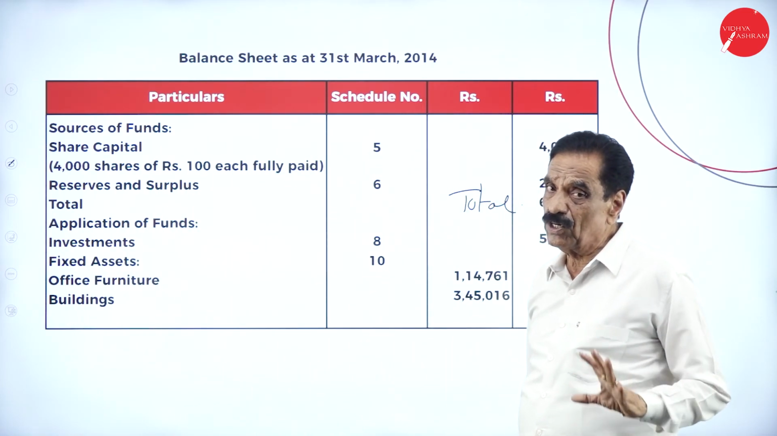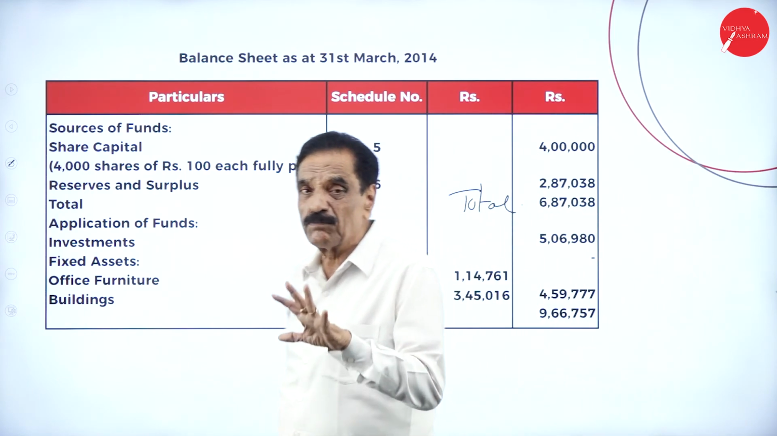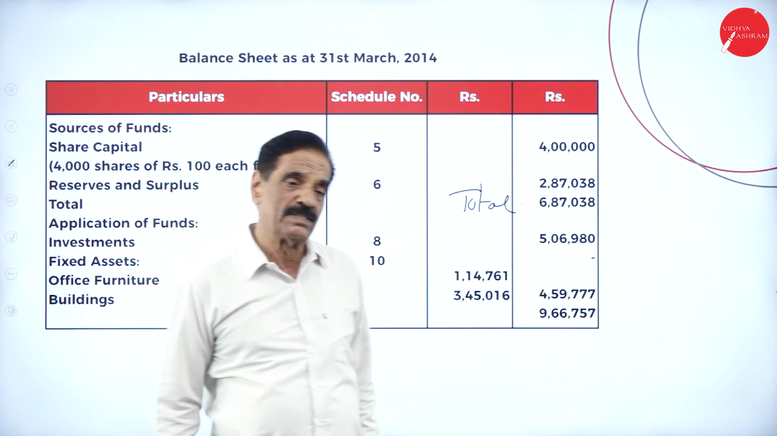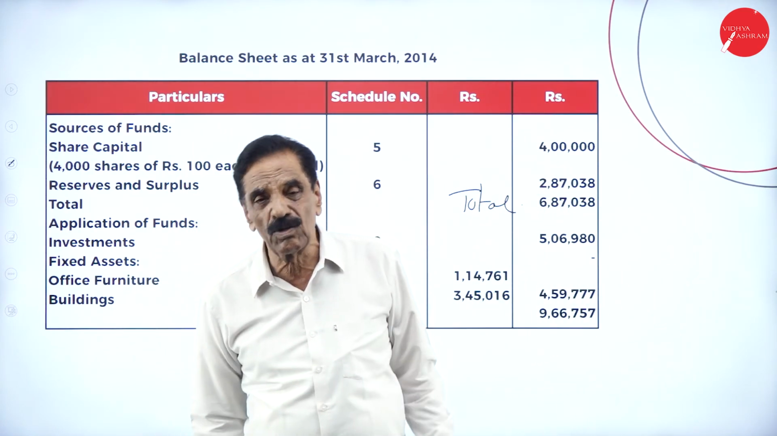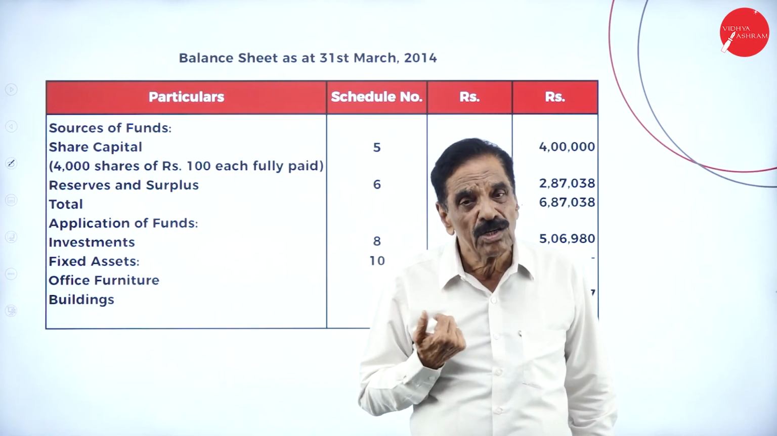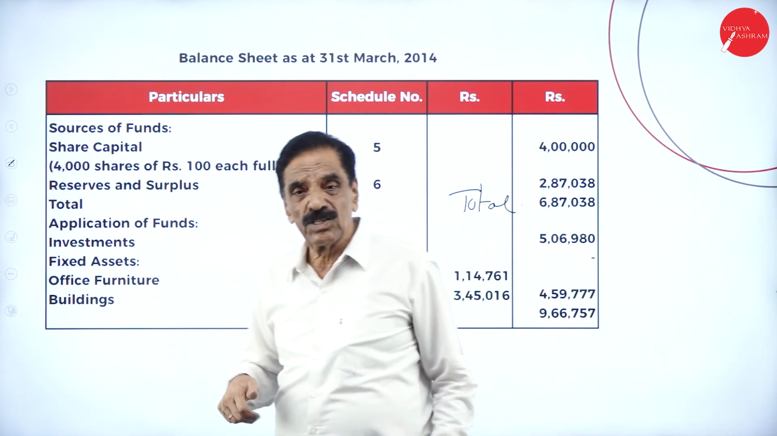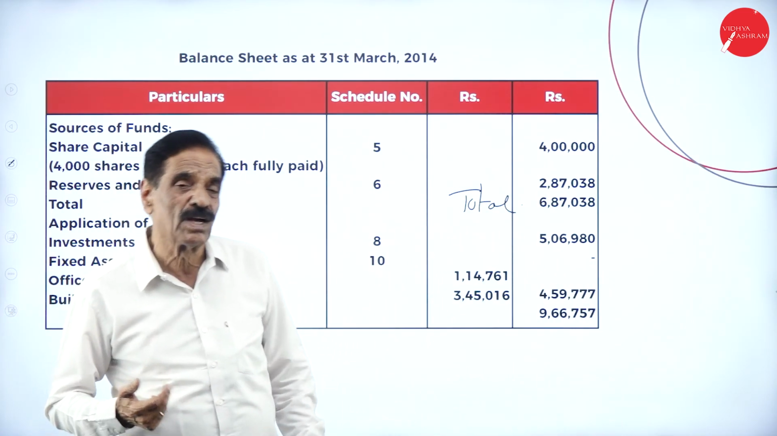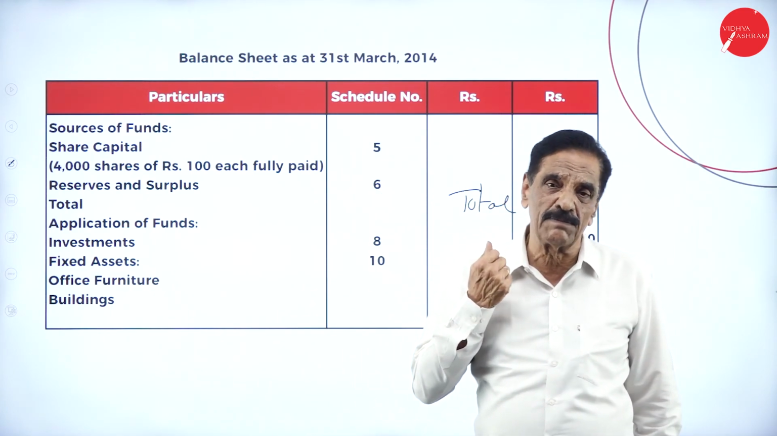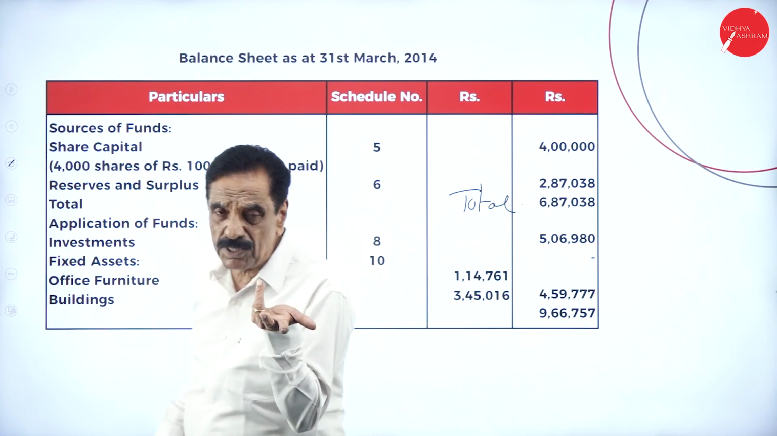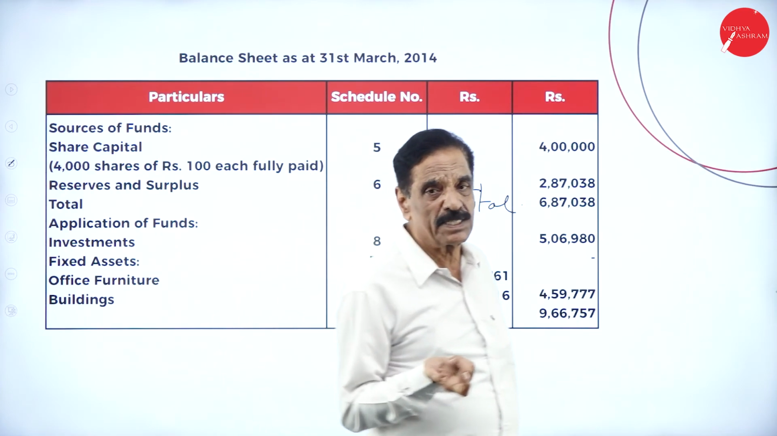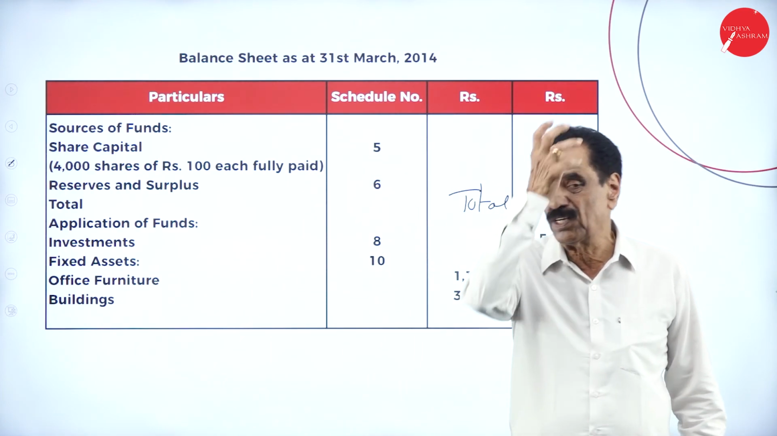Regarding the schedules, you must be very, very careful. Share capital is schedule number 5. 6 is reserves and surplus. Borrowings are schedule number 7. Schedule number 8, investment. Schedule number 9, loans. Schedule number 10, fixed assets. Schedule number 11, cash and bank balances. Schedule number 12, advances and other assets. Schedule number 13, current liabilities. Schedule number 14, provisions. Schedule number 15, miscellaneous expenses and losses. That schedule you have to review.